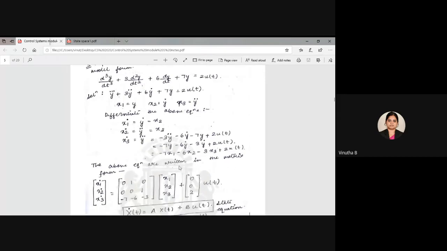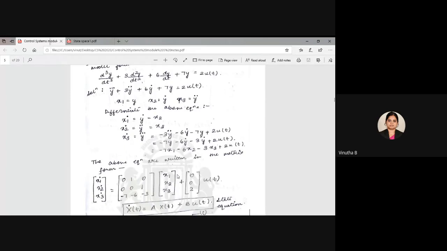From this, now you have to form the matrix. How do you form the matrix? Write down x1 bar, x2 bar, x3 bar, which is equal to, in the same way how we had written the previous one, seeing the equations, you have to write down this matrix. So you have 0, 1, 0 from the first equation, then you have the second row from the second equation, and the third row of the matrix from the third equation. So you have to write down the coefficients. So this is minus 7, minus 6, and minus 3.